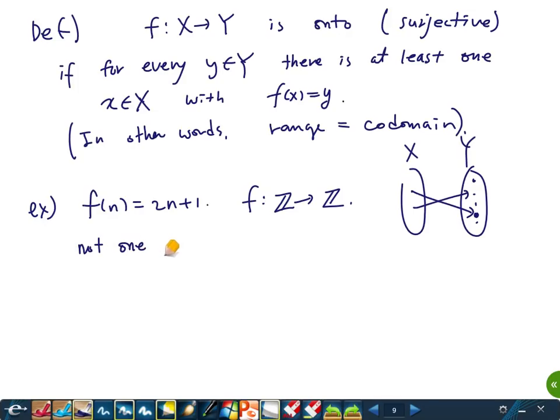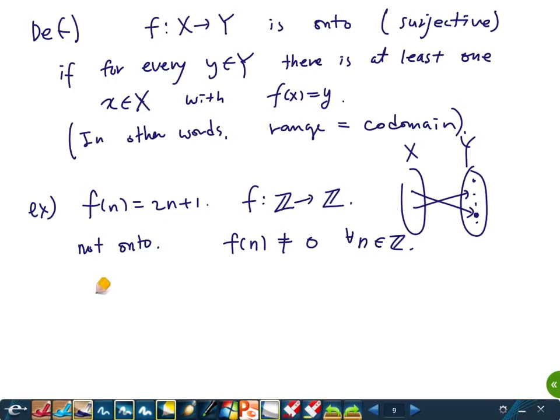Because f of n can never be 0, right? For all n. If this is an onto function, there must be some integer n such that f of n equals 0, because 0 is an element here. 0 is an even number, but f of n is always odd, so you cannot have f of n equals 0. So it's not onto.